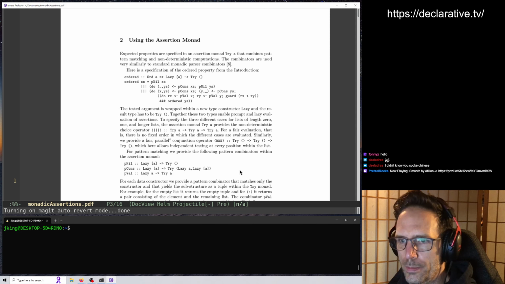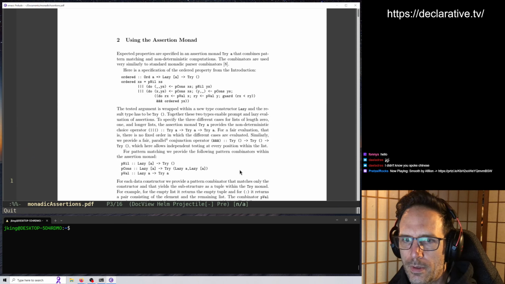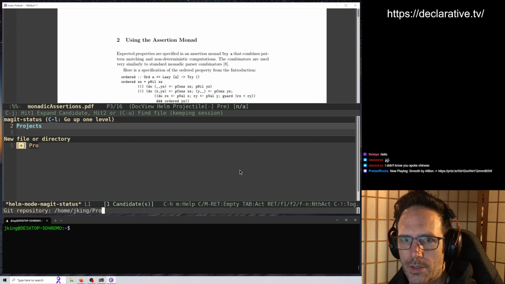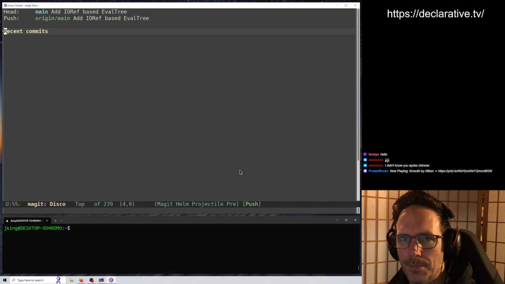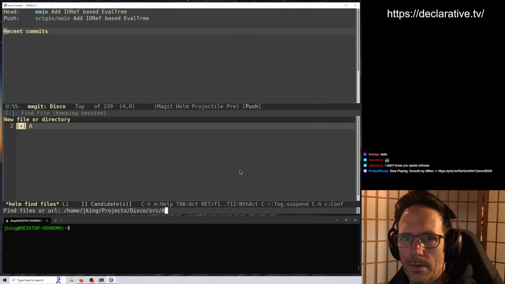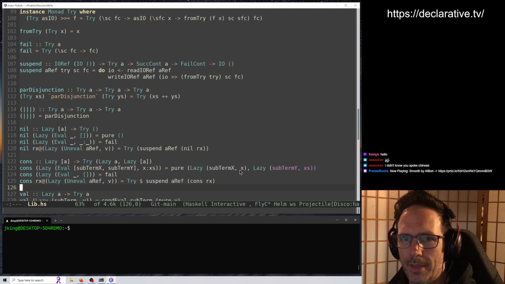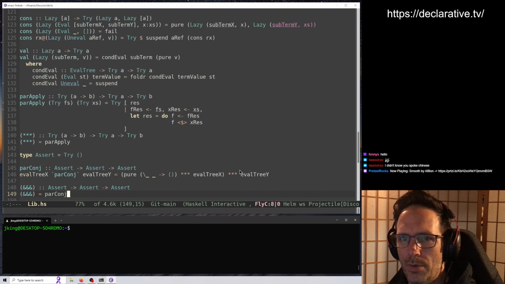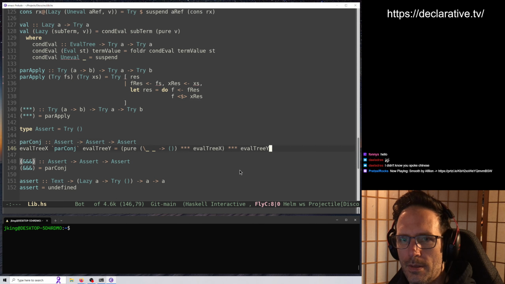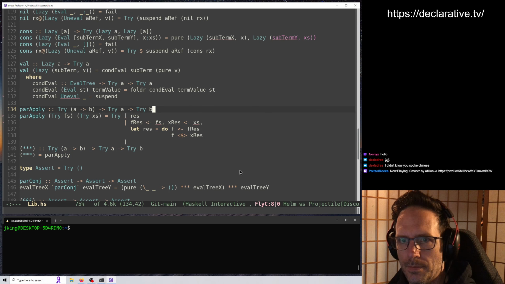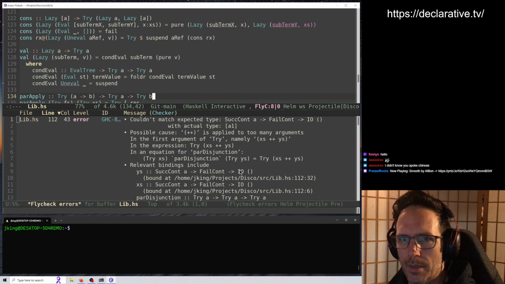So, to the code. I'm going to go projects, Disco. Okay. We have our library file here. And I believe we were just at some bits where we were trying to implement maybe new monads. What is our type error here?